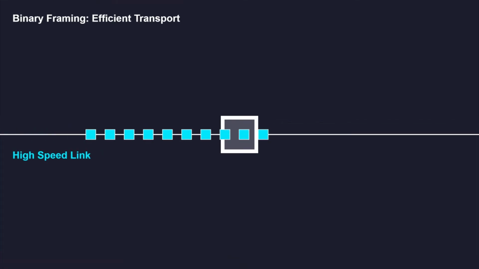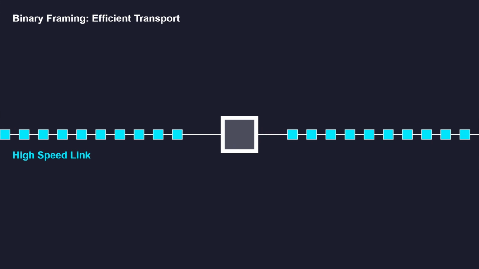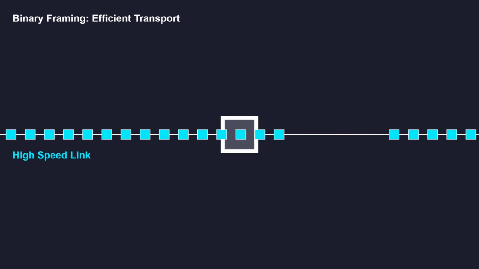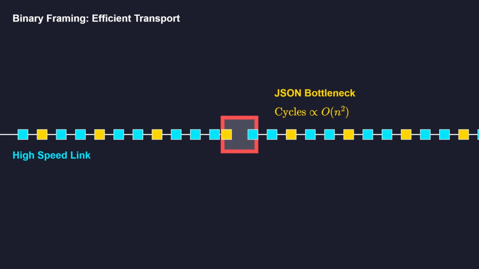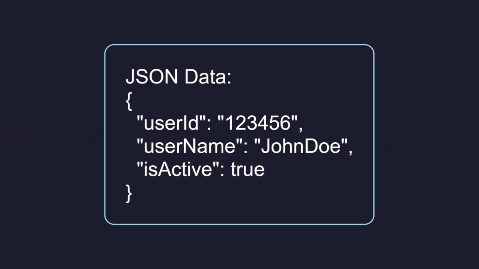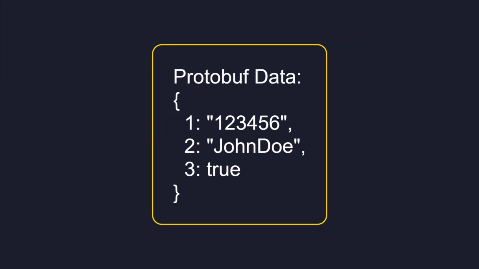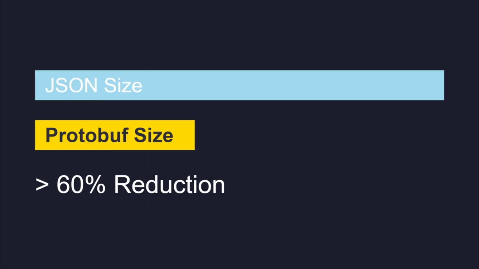Binary framing in Hypertext Transfer Protocol version 2 allows remote procedure calls to saturate high-speed network links, while JavaScript object notation parsing consumes excessive processor cycles during peak loads. Protocol buffers eliminate the overhead of field names by using numbered tags, which reduces the payload size by over 60% compared to text-based data formats like JavaScript object notation.